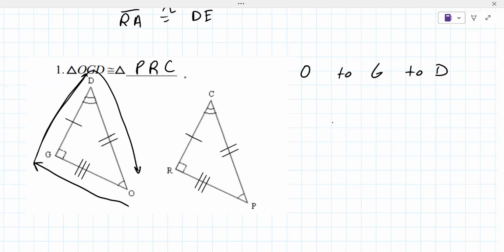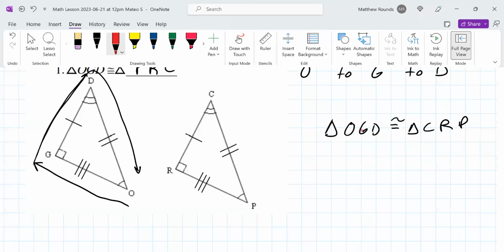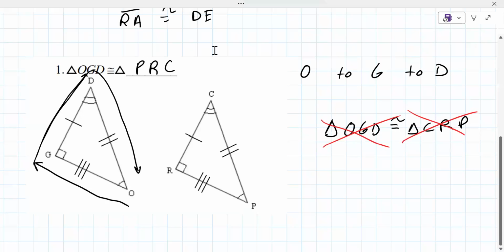So if you were on a test, and wrote triangle OGD is congruent to triangle TRP, this would be marked wrong. It's not the same. It's kind of like in baseball, if you miss second base, you have to go back and touch the bag. All right, so let me throw another one in front of you.